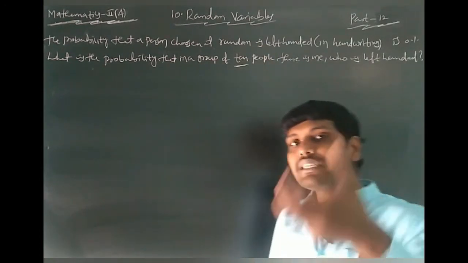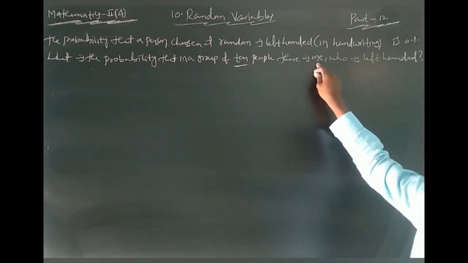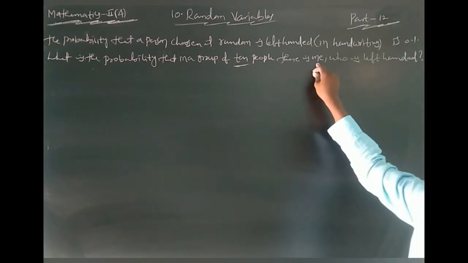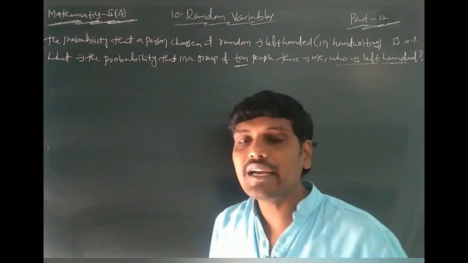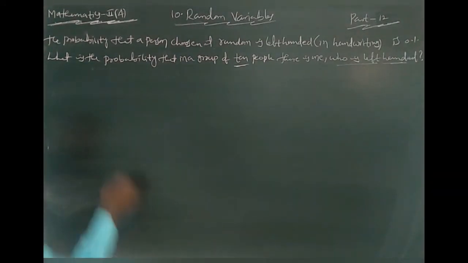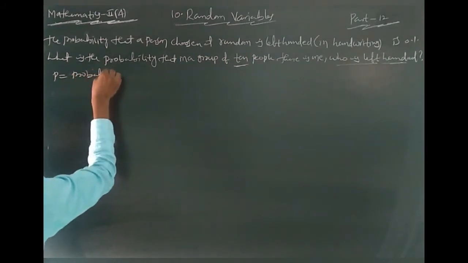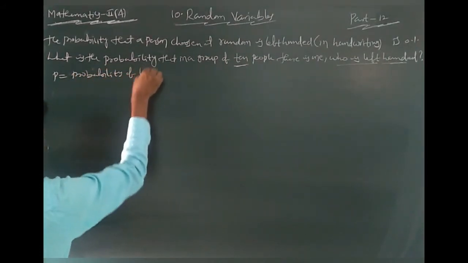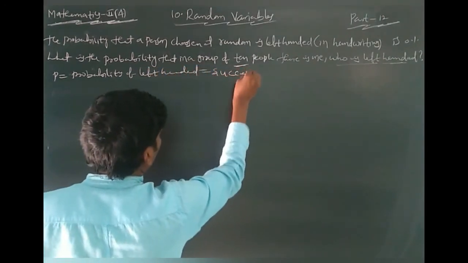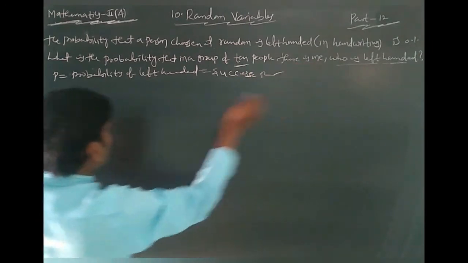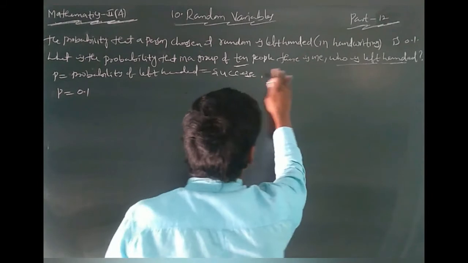Total how many students here? 10 people. The probability that in a group of 10 people there is one who is left-handed. Here, left-handed probability is the success probability. In this success probability, p is given, that is 0.1.